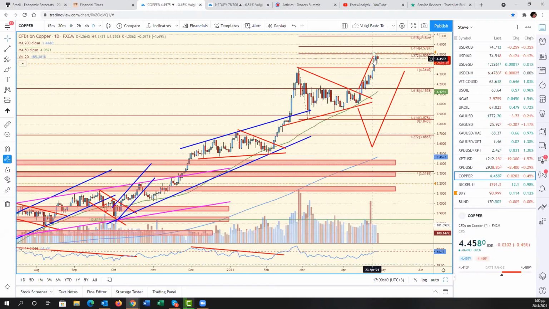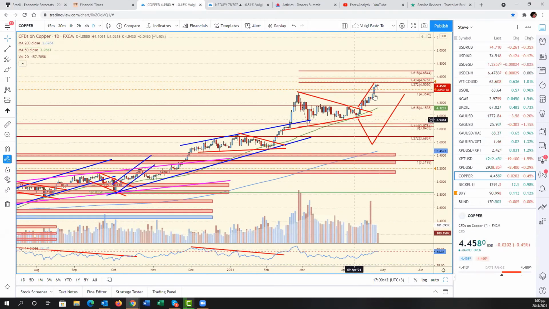Copper is consolidating near the 127%. So keep that in mind. Copper did already hit yesterday at the highs the first upside target. The next one is at 470, almost 470, the 161.8 of the symmetrical triangle's range extension.